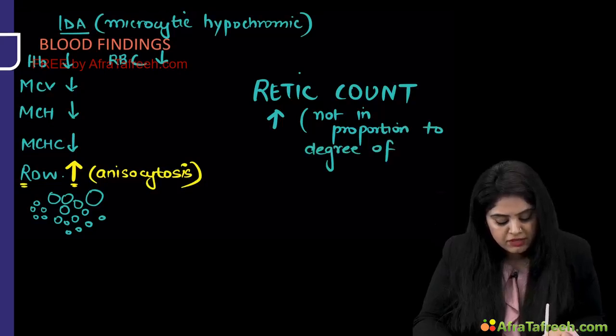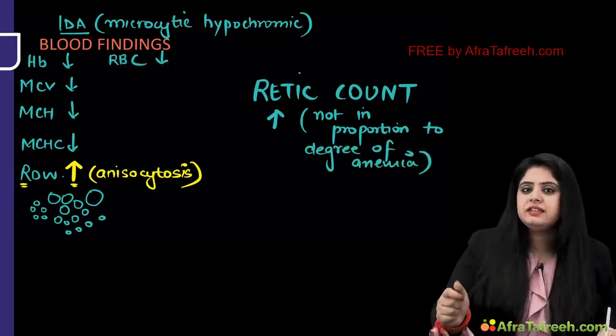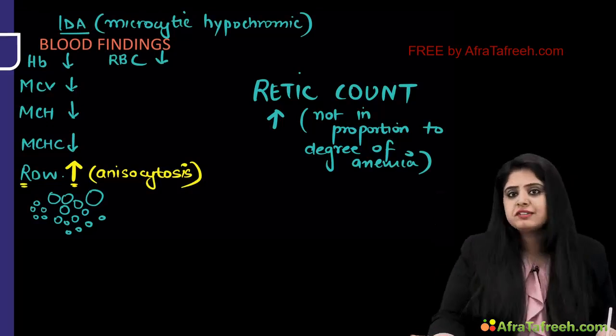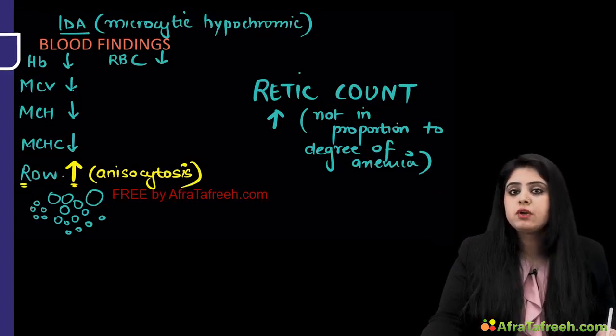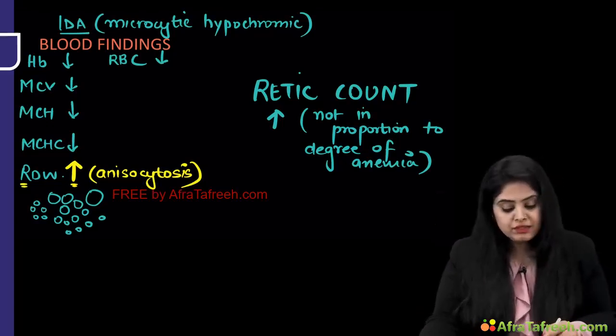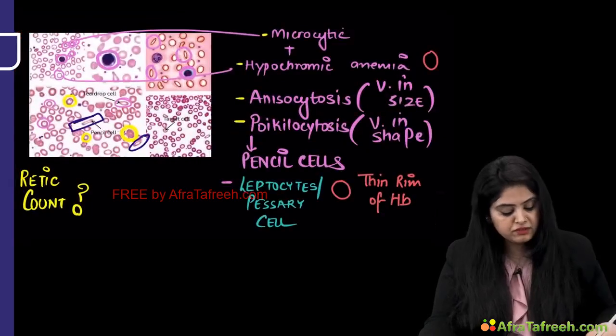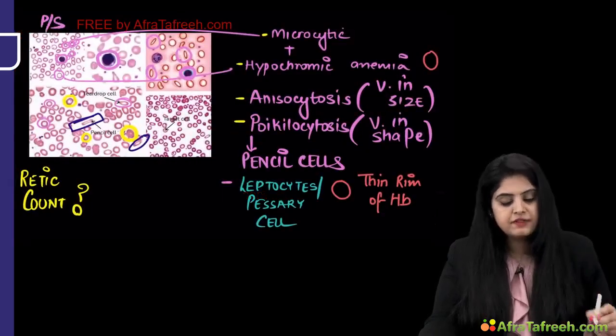I hope we all have understood the meaning of this statement: reticulocyte is slightly increased because my bone marrow is trying to do the best that it can, but it's not as increased as I thought it should have been because I'm not giving it proper food. That is your entire blood findings. These are your retic count and this is your final peripheral smear for a case of iron deficiency anemia.